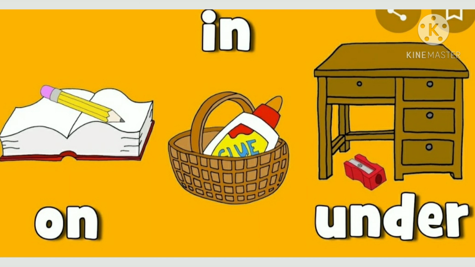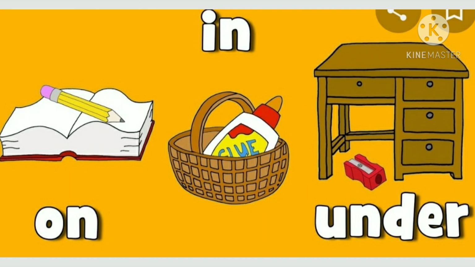Now, where is the pencil? The pencil is on the book. Second picture, where is the glue? The glue is in the basket. And in third picture, where is the sharpener? Can you see the sharpener? Yeah, where is it? Very good. It is under the table. The sharpener is under the table.